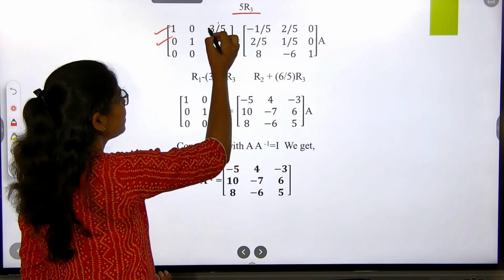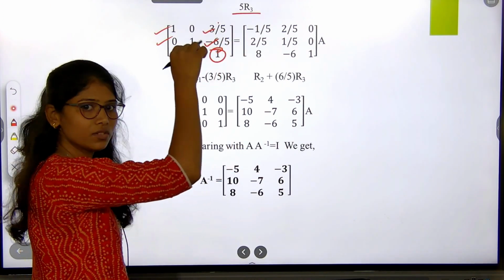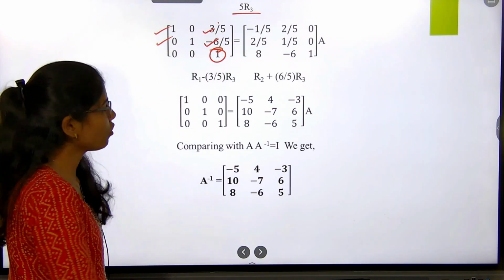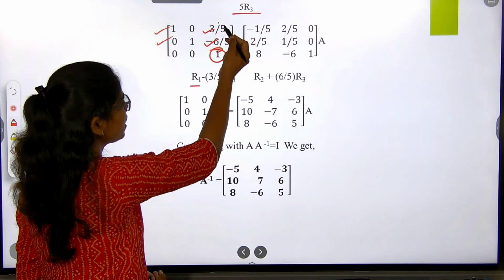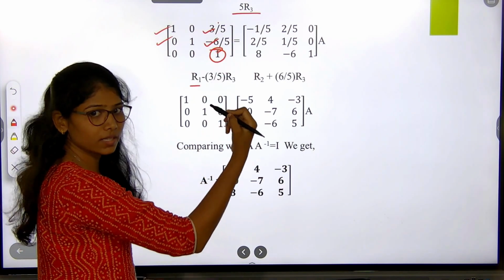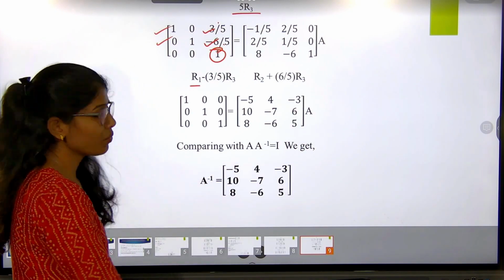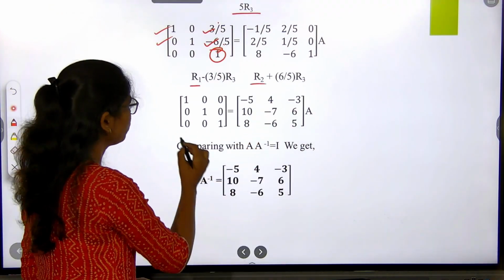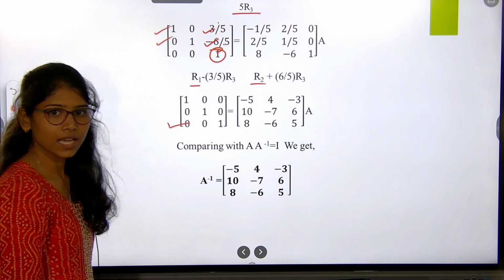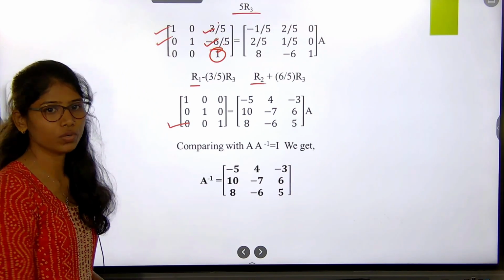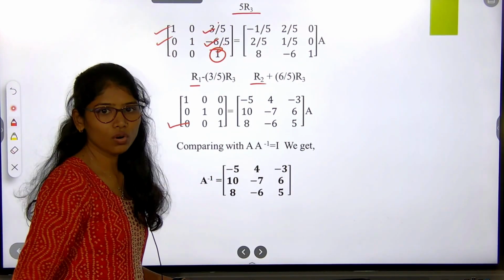Now we have to make the other elements of column 3 as 0. For that we use row operations R1 minus 3 upon 5 into R3, R2 plus 6 upon 5 into R3. So we are doing changes in R1 and R2. Write down R3 as it is and just change R1 and R2 using these row operations.